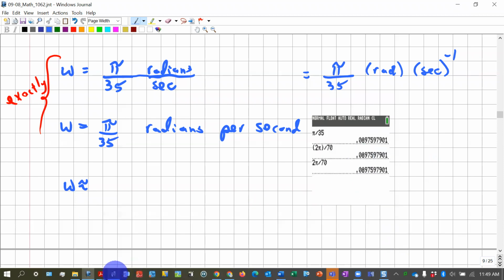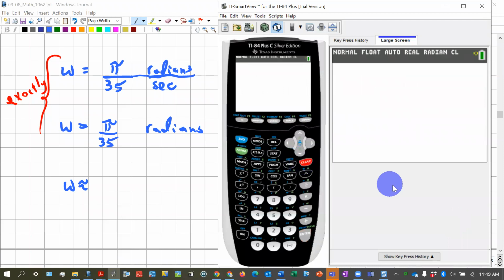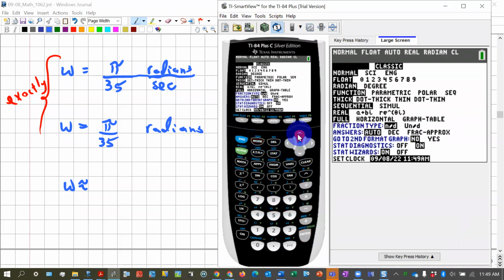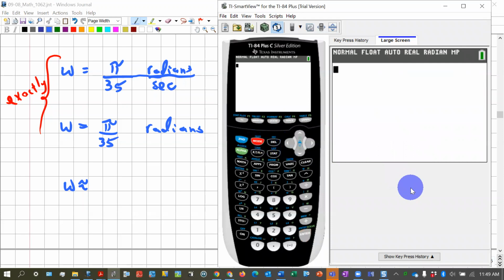Or if you like math print mode, so now I'm in math print mode, you can get a fraction to look like a fraction by typing alpha F1.